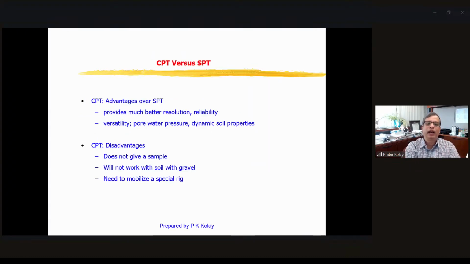CPT versus SPT. The advantage of CPT is that you can measure the pore pressure and the dynamic soil properties. It's more reliable. The disadvantage of CPT is that it does not keep a sample, though you can sometimes use other tools. It will not work with soil containing gravel. If it is gravel, you cannot penetrate the cone, and you need to mobilize a special rig. Sometimes you need to push it into the ground, with no hammer, so we need a special rig. First we anchor the whole system, and then push it into the ground.